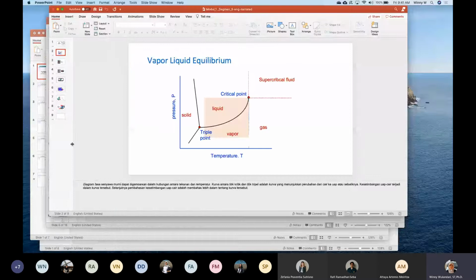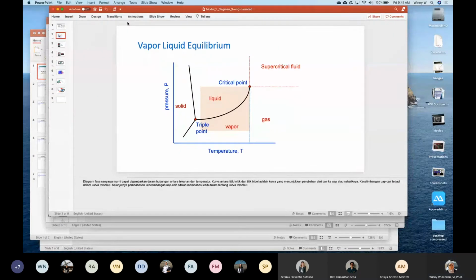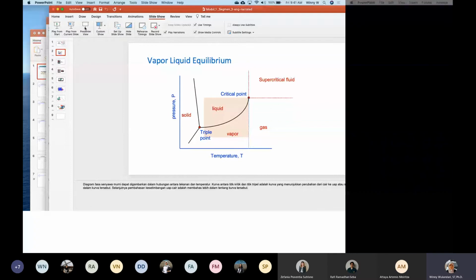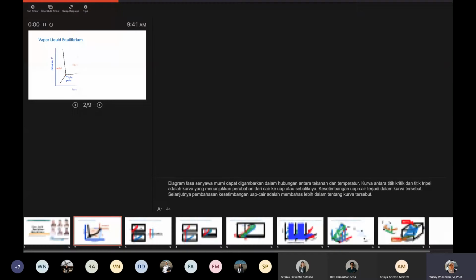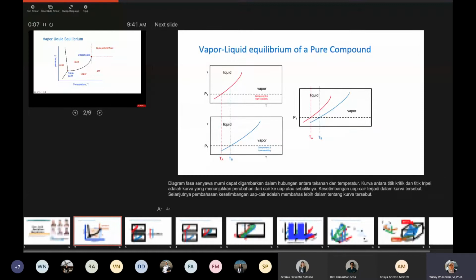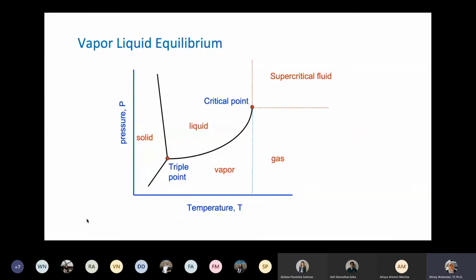Okay, how should I do? Slideshow, custom show, presenter view. Still in presenter view, yeah? Yes, still, ma'am. How about this one? Now it's fixed. Yeah. Okay, good.